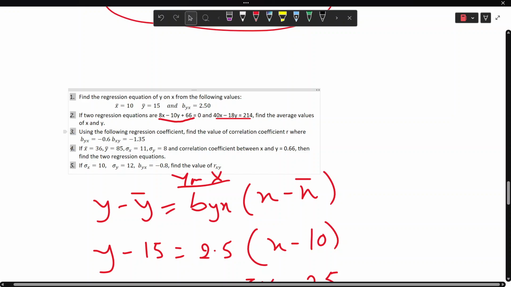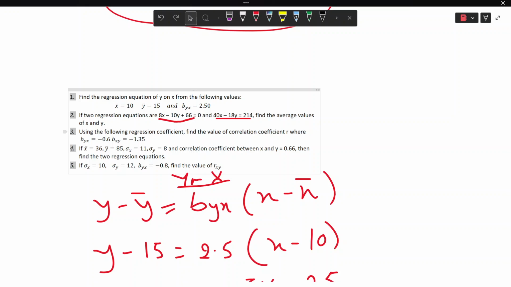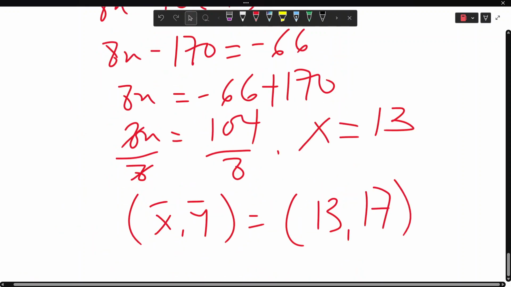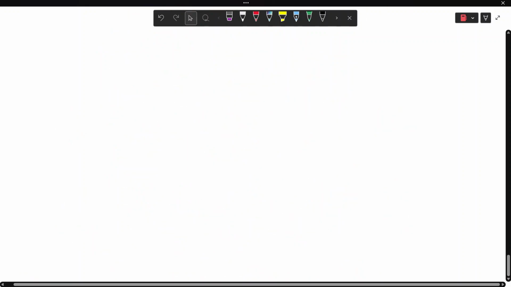Using the following regression coefficients, find the value of the correlation coefficient r, where the regression coefficient y on x is equal to negative 0.6, and the regression coefficient x on y is negative 1.35. So now let's find our r.